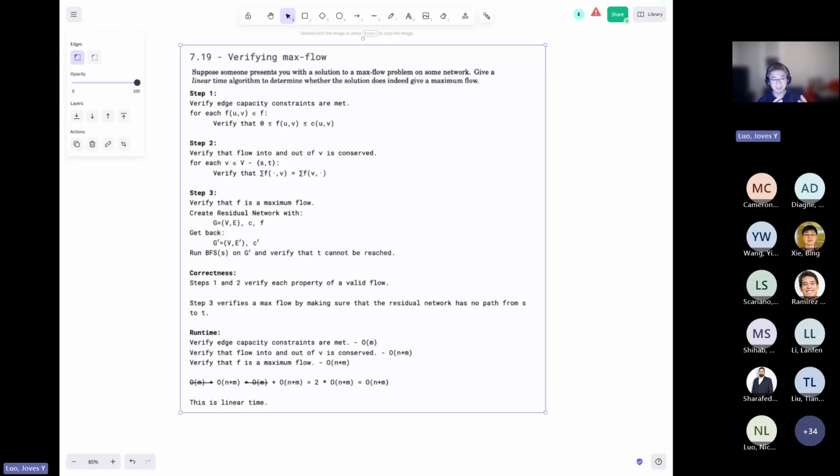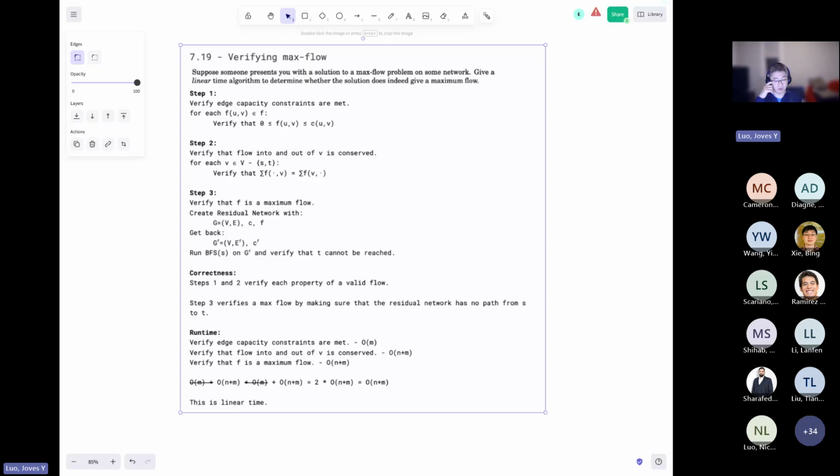But in this case, the verification of whether a solution is the max flow is faster than computing the max flow, and this is how we do it. So first of all, we're going to verify the edge capacity constraints are met. When you're given a solution, it might break the rules of a max flow. It might not be the max flow.